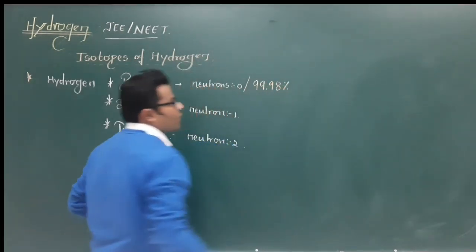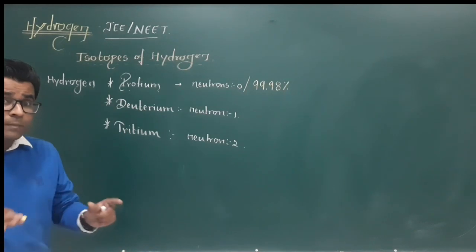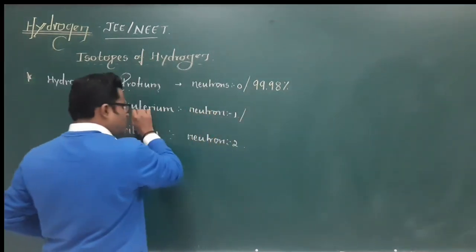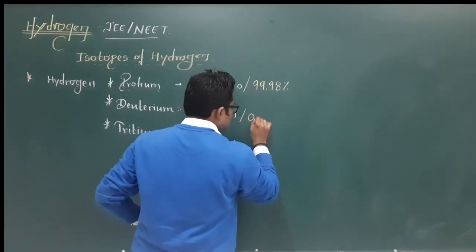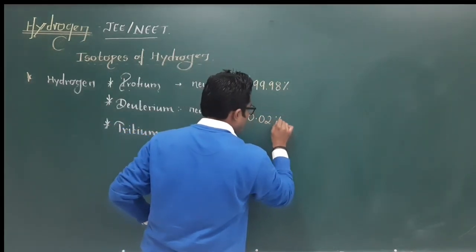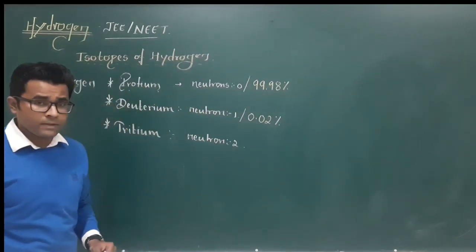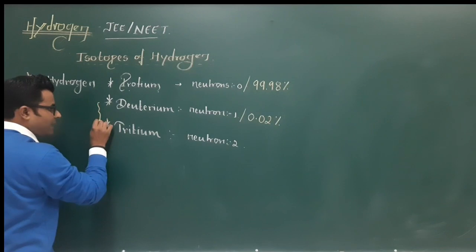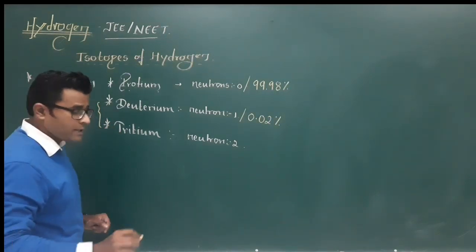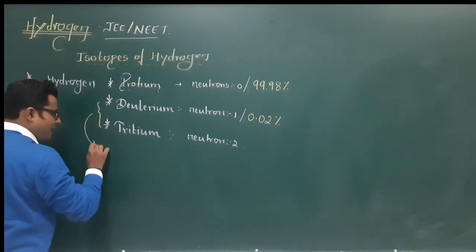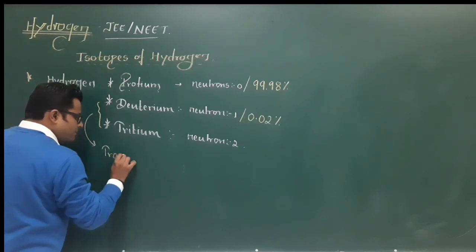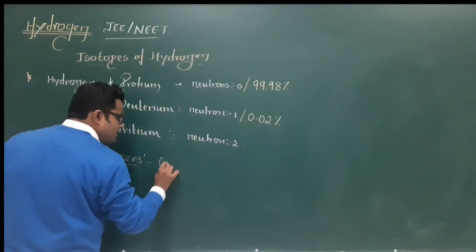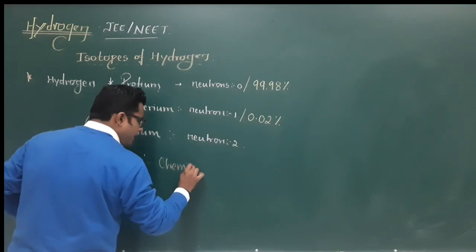99.98% of its constituent at a normal room temperature, while deuterium is available as 0.02%. Now, in the chemical reactions, it is usually the deuterium and tritium which are used. These things are used in the form of tracers in order to understand the chemical mechanism.